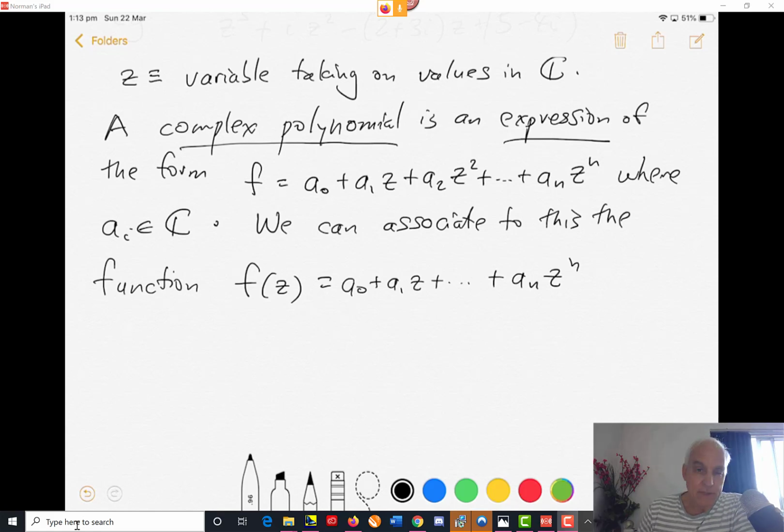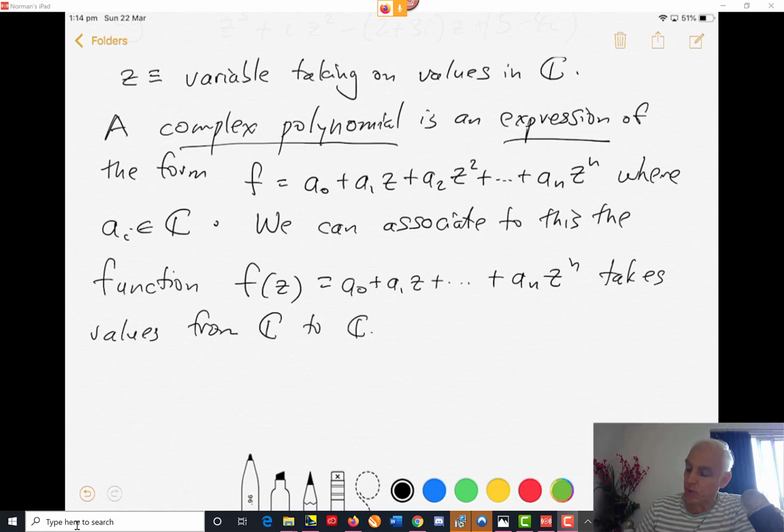The reason why it's sometimes better to think about an expression is because actually there's a lot of different functions that can be associated to the same polynomial. For example, the same polynomial could be interpreted as a function from the interval 0, 1 to complex numbers, or it could be interpreted as a function from, say, natural numbers to complex numbers, and so on. Okay, so this function takes values from complex numbers to complex numbers.